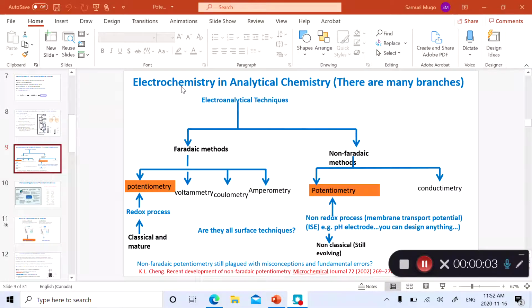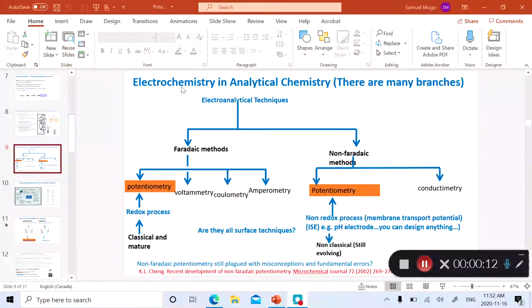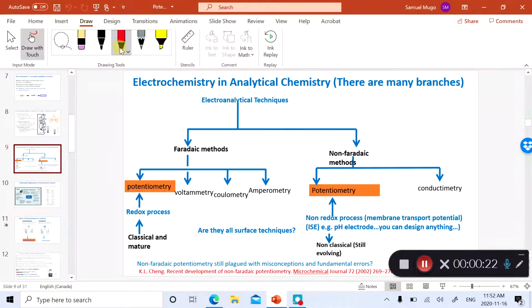So welcome back. We continue with our lecture on electrochemistry. And this week, I'm gonna complete that chapter. So today we're gonna look at the different groupings or branches of electrochemistry. It's a very, very vast field.